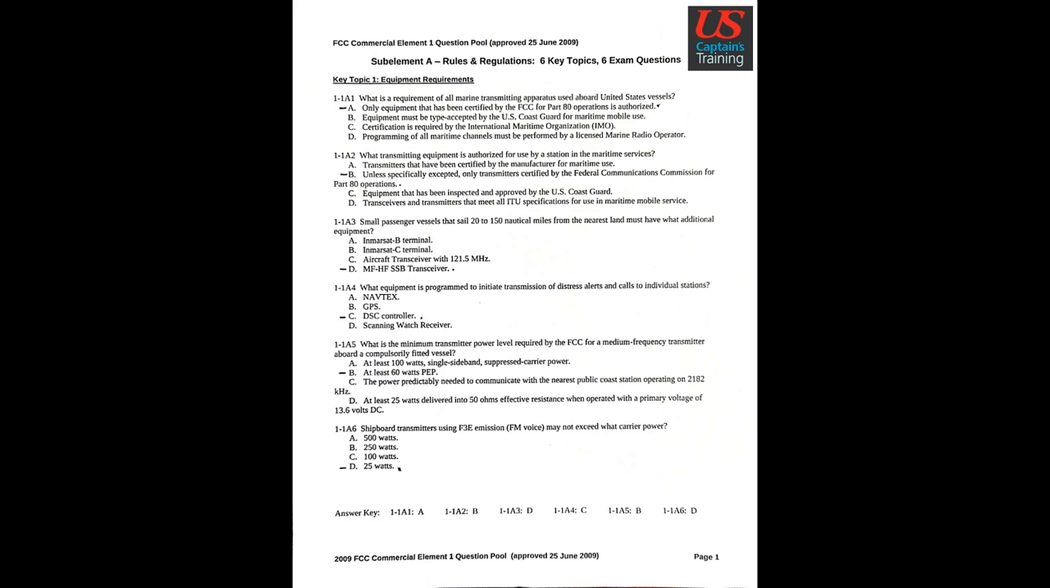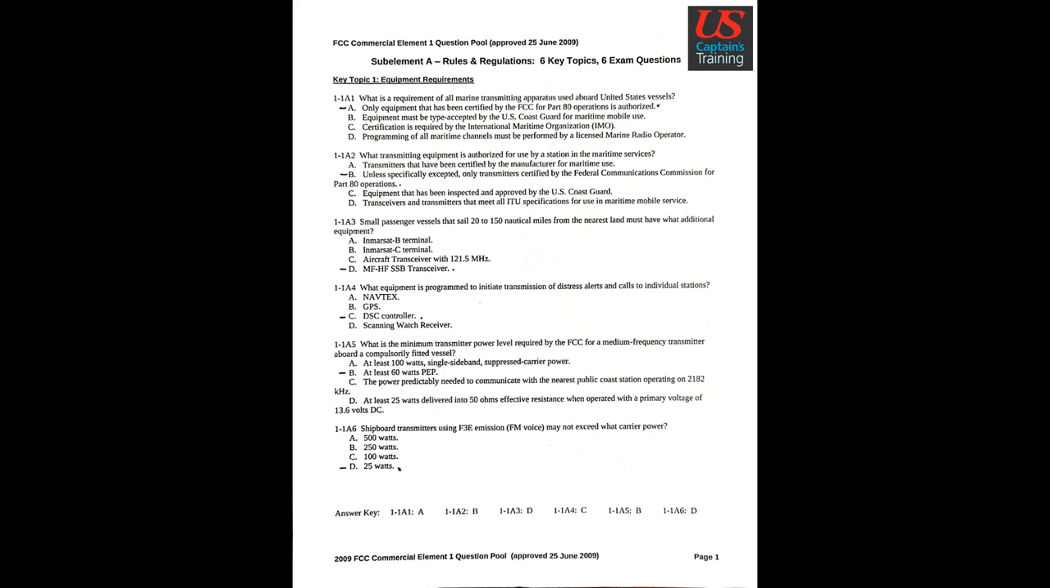1. What is the requirement of all marine transmitting apparatus used aboard United States vessels? A. Only equipment that has been certified by the FCC for Part 80 operations is authorized. 2. What transmitting equipment is authorized for use by a station in the maritime service? B. Unless specifically accepted, only transmitters certified by the Federal Communications Commission for Part 80 operations.